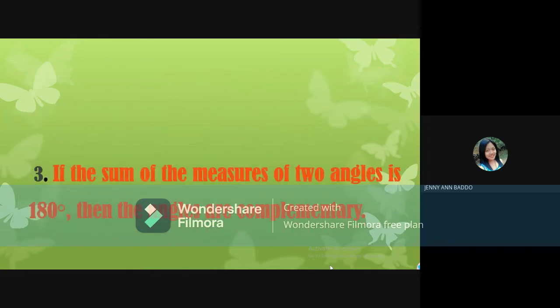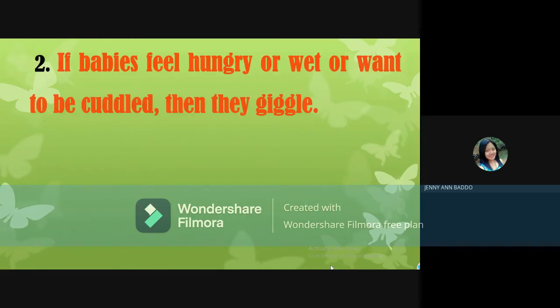Next example. If babies feel hungry or wet or want to be cuddled, then they giggle. Of course, this statement is false because when a baby feels uncomfortable or wants to be cuddled, they do not giggle. Instead, they cry. So it's a false statement.